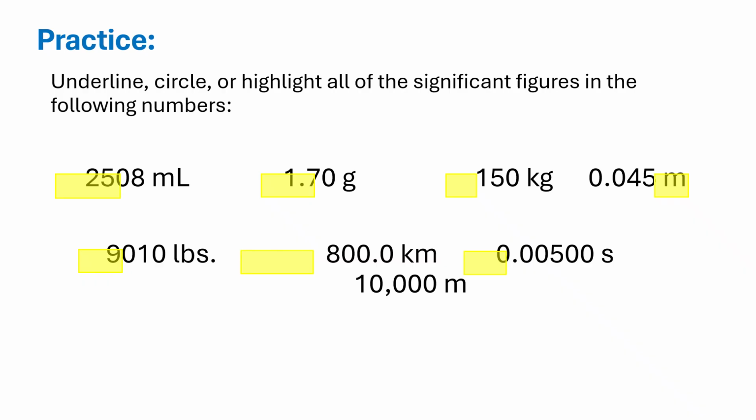And finally, the number 10,000 meters. The comma is not a decimal. It's not the same thing. It's just there to help you read the number more easily. So it would just be the 1. So that one only has 1 sig fig.